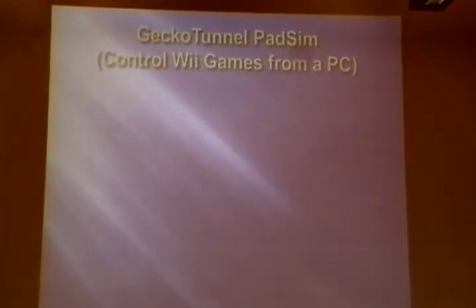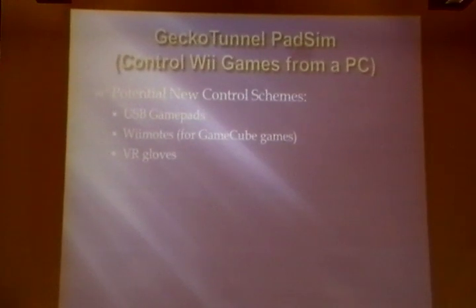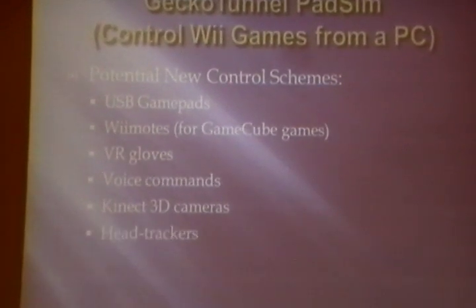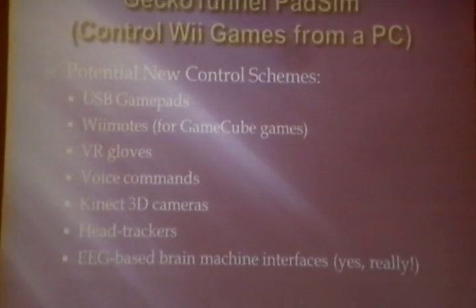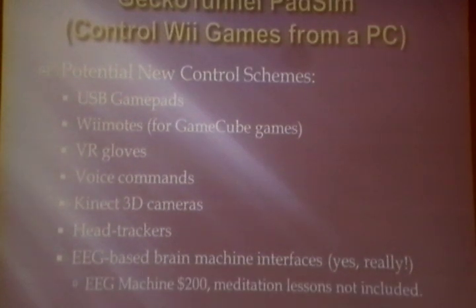If you instead redirect controller data to a USB gamepad that's on a computer, or anything that emulates a USB gamepad on a computer, you can get alternate input devices on the Wii, which the Wii would not normally support. For example, USB gamepads, as I said, but also Wiimotes for GameCube games. You can do virtual reality gloves, voice commands, connect 3D cameras, head trackers, and believe it or not, EEG-based brain-machine interfaces. So yes, using the code that we already have, you really could go out and buy an EEG-based brain machine interface for about $200 and rig Mario Kart so that you have to concentrate really intently to be able to accelerate, if that's your thing. Meditation lessons not included.